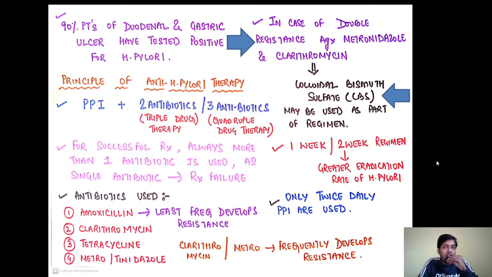Remember, there are two kinds of regimen. There is a 1-week regimen as well as a 2-week regimen. Remember, the 2-week regimen is much more common and more successful as compared to the 1-week regimen. Remember, in this regimen proton pump inhibitors are used twice daily. Whatever the basic dosage of the proton pump inhibitor, for example omeprazole, the normal dosage is 20 milligrams once daily, but over here we are going to use it twice daily, means 20 milligrams in the morning, 20 milligrams in the evening.